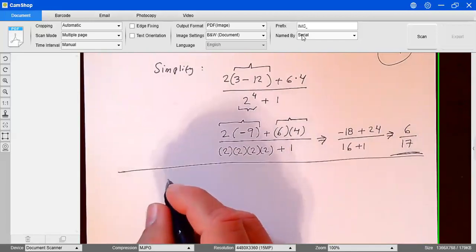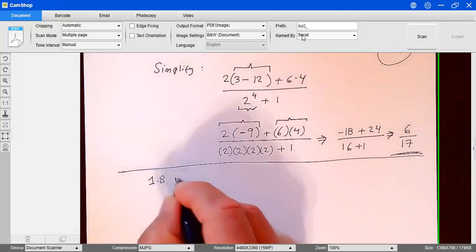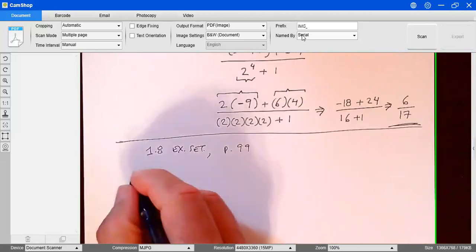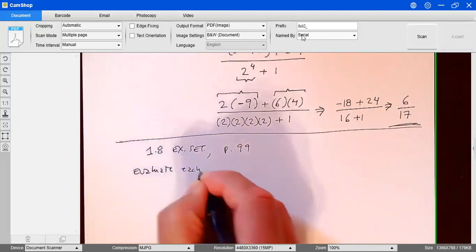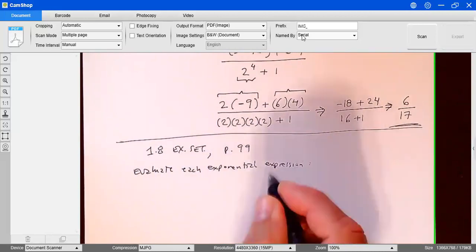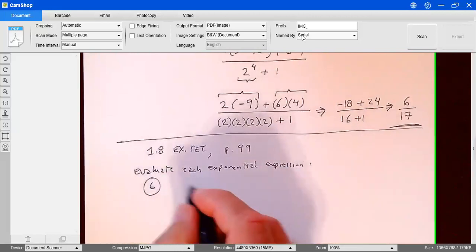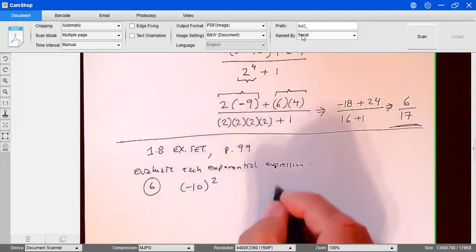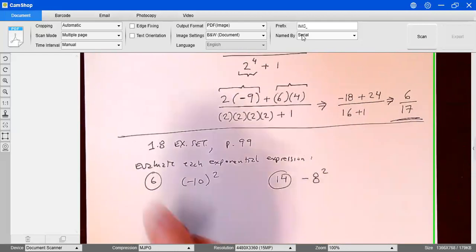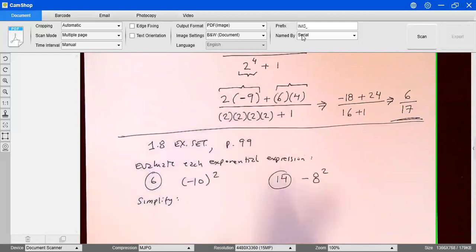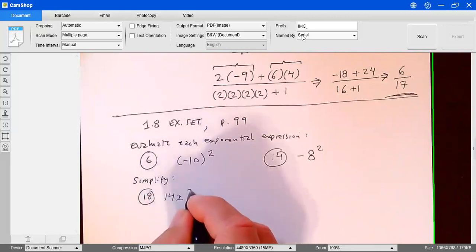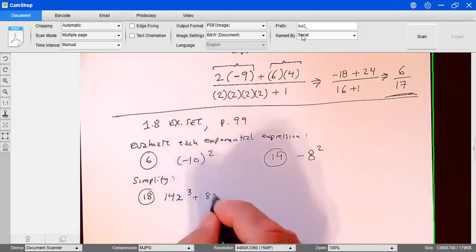So now you're going to work on 1.8, exercise set on page 99. So you're going to evaluate each exponential expression. So we have problem 6. This is negative 10 squared. 14 is negative 8 squared. Then you're going to simplify. 18 is 14x to the cube plus 8x to the cube.